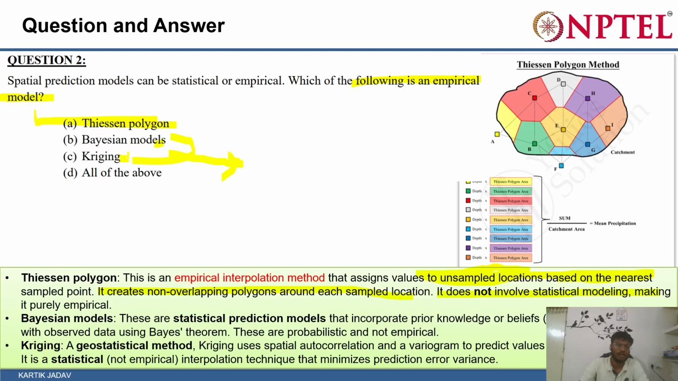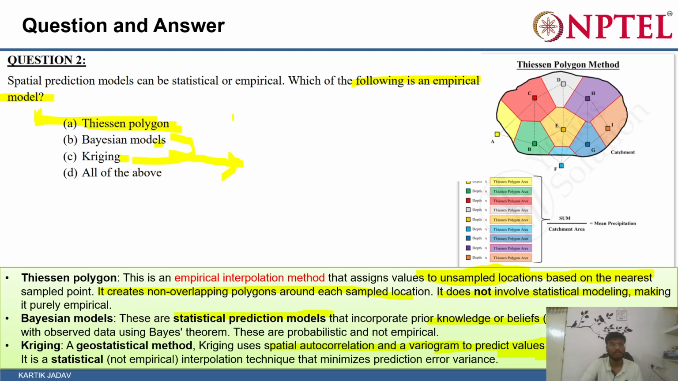While the Bayesian models refer to a statistical prediction model that incorporates prior knowledge or beliefs and updates them with observed data using Bayes' theorem. These are probabilistic and non-empirical in nature. While kriging is also a geostatistical method that uses spatial autocorrelation and a variogram to predict values at unsampled locations. It is a statistical interpolation technique that minimizes prediction error variance. So option A is the correct answer.